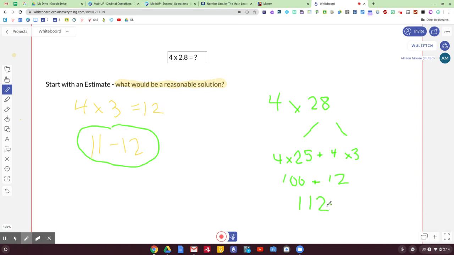So the reasonable place to put the decimal would be here. And that comes back from here. It's a number that's between 11 and 12. It wouldn't make sense to put it over here. That would be a number less than 1. Here would be 1 and 12 hundredths. It makes sense here.